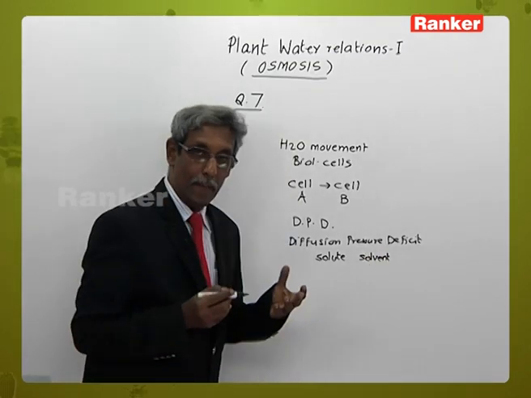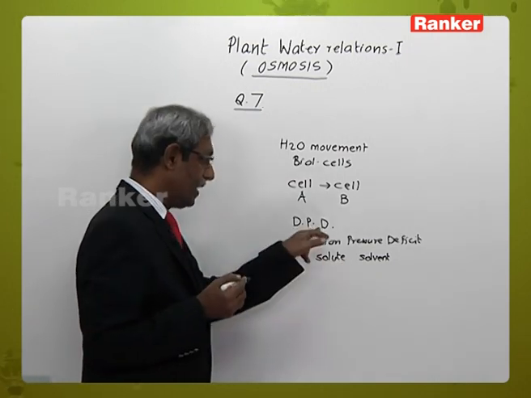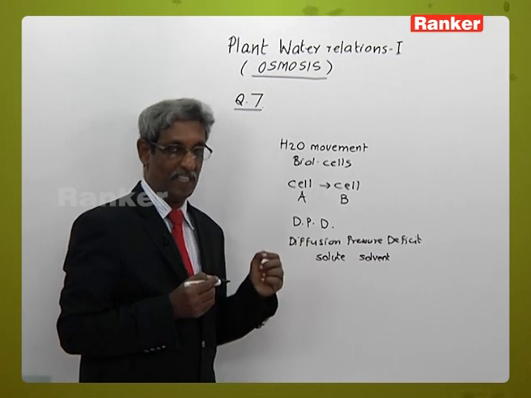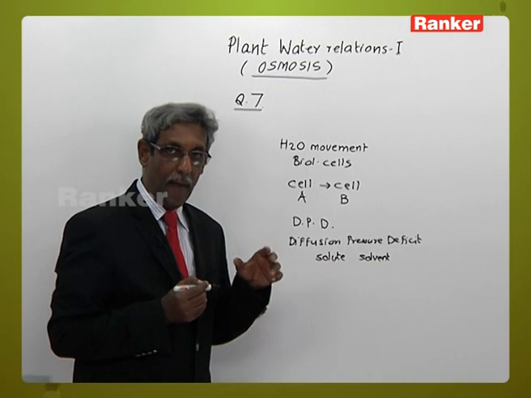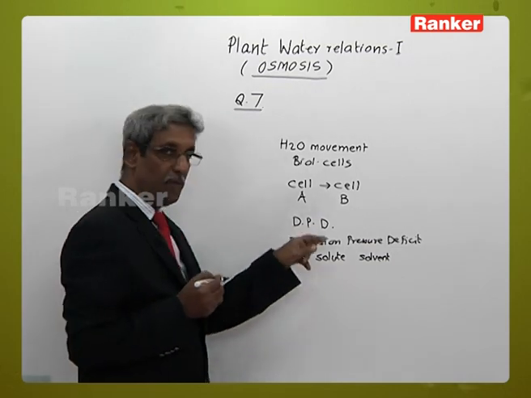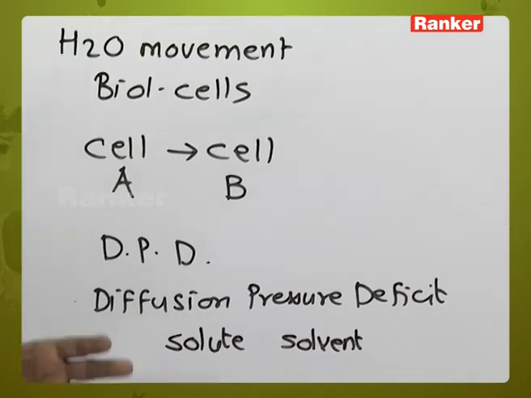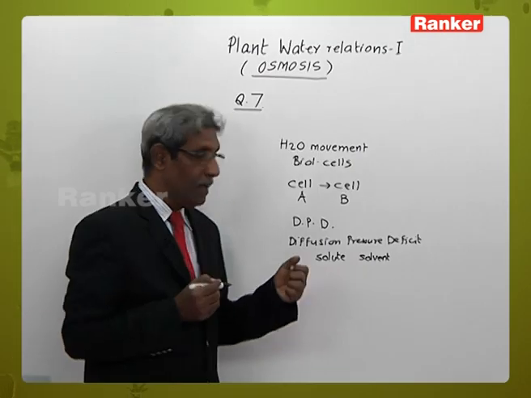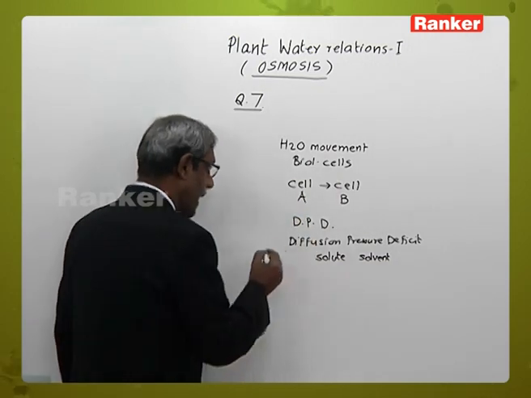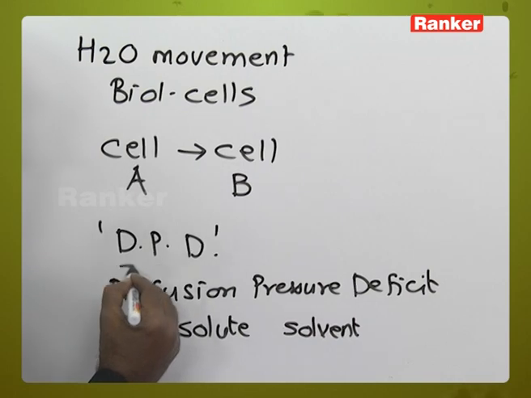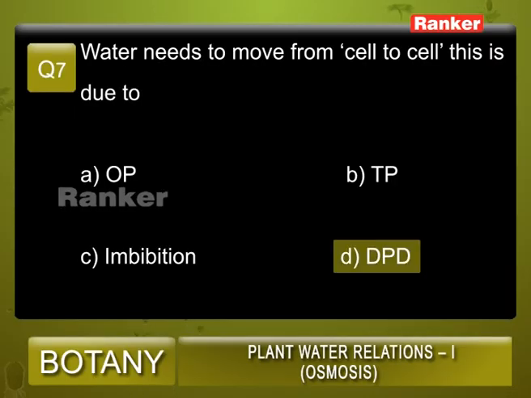The differences in the ability of the solute and the solvent to move across a biological cell is expressed in terms of diffusion pressure deficit. Now, DPD can also be calculated in terms of OP and TP. Whenever the diffusion pressure deficit becomes 0, till that particular time osmosis primarily occurs. So, the entire movement of water in plant cells is attributed to one central principle which is termed DPD. Hence, the answer is D.